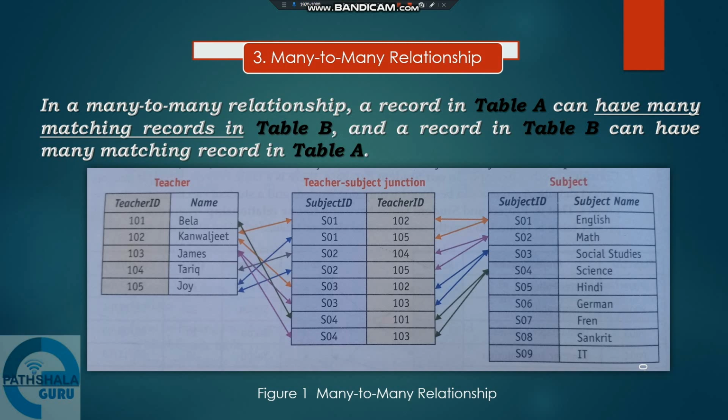A many to many relationship is actually two one to many relationships with a third table. Like in this example, the tables teacher, teacher subject junction, and subject are the three tables showing the many to many relationship. Thank you.